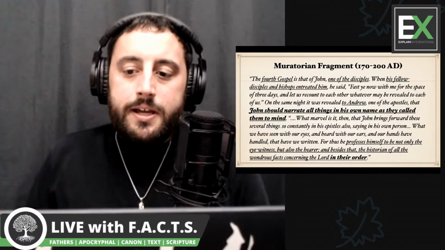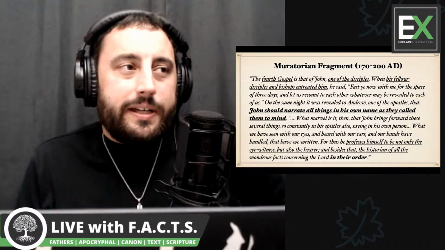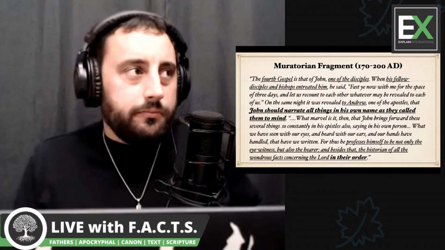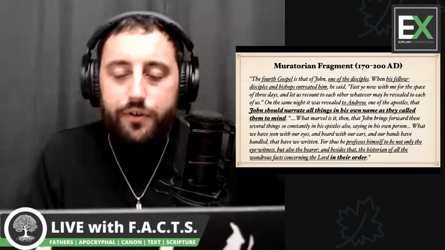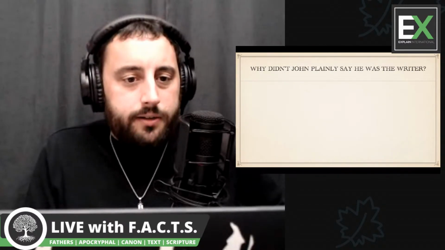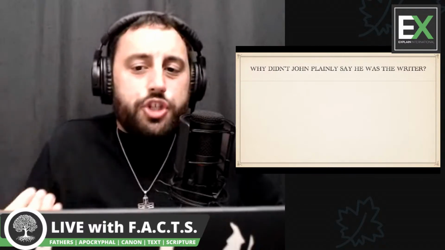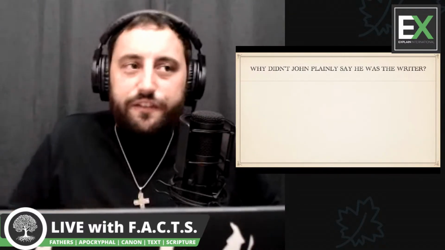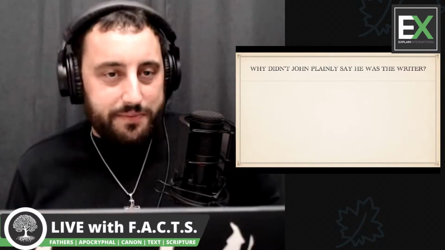So when we're looking at John here, I want to go back to that phrase in the middle, if you're looking at it on the screen, when the Lord apparently revealed to Andrew that this should be written, it says that John should narrate all the things in his own name as they called them to mind. Now, when we look at the Gospel of John, it's not in his name. Why or how is this consistent with the Muratorian fragment? Was John mentioned in his own gospel? Well, he was, but not by the name of John. So we have to ask this question. Why didn't John plainly say he was the writer? That's the first thing we're going to look at. In fact, why didn't any of them say that?